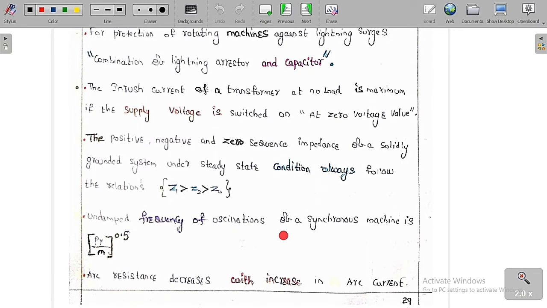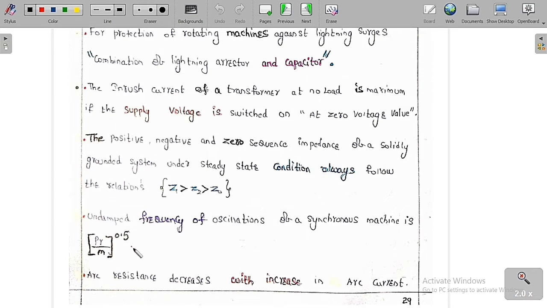The undamped frequency of oscillations of a synchronous machine is given by (Pr/M) to the power of 0.5. Here (Pr/M) to the power of 0.5 is called the undamped frequency of oscillations of a synchronous machine. I've already told this in the power system concept.